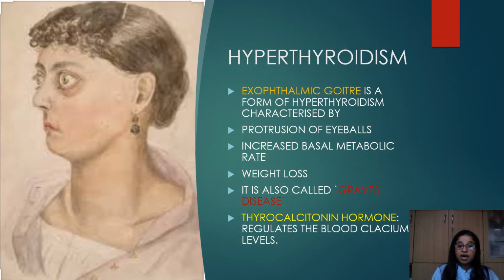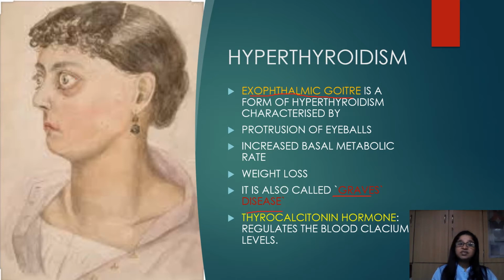Now we talk about hypersecretion or hyperthyroidism. What happens in this? There will be a condition called exophthalmic goiter. So we talked about simple goiter when we were speaking of hypothyroidism, where there is a swelling in the neck region. So goiter basically means swelling of the thyroid gland, which will be seen as a swelling in the neck region. It happens even with hypersecretion, but you need to know it is characterized by protrusion of the eyeballs. There will be increased basal metabolic rate, weight loss. The patient will talk about losing weight in spite of eating well. And this disease is also called Graves' disease.